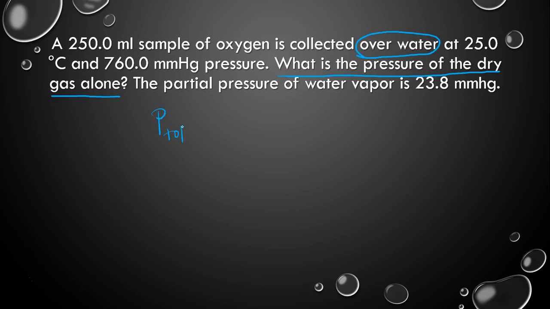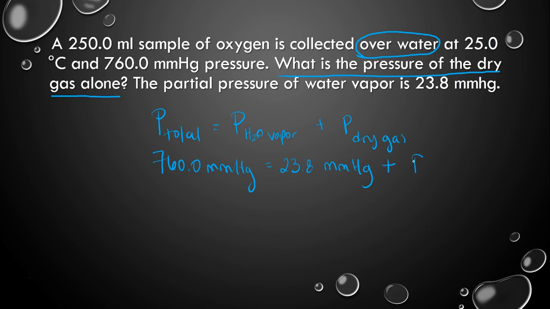And so the bottom line idea is that the total pressure is equal to the pressure of the water vapor plus the pressure of the dry gas. So the total pressure right here is the 760 millimeters of mercury. Okay, it tells me the partial pressure. A partial pressure is just one of the pressures that makes up the total. The partial pressure of water vapor is 23.8 millimeters of mercury. Now this is specific to 25 degrees Celsius. If you change the temperature, you'll change the pressure of the water at those temperatures.